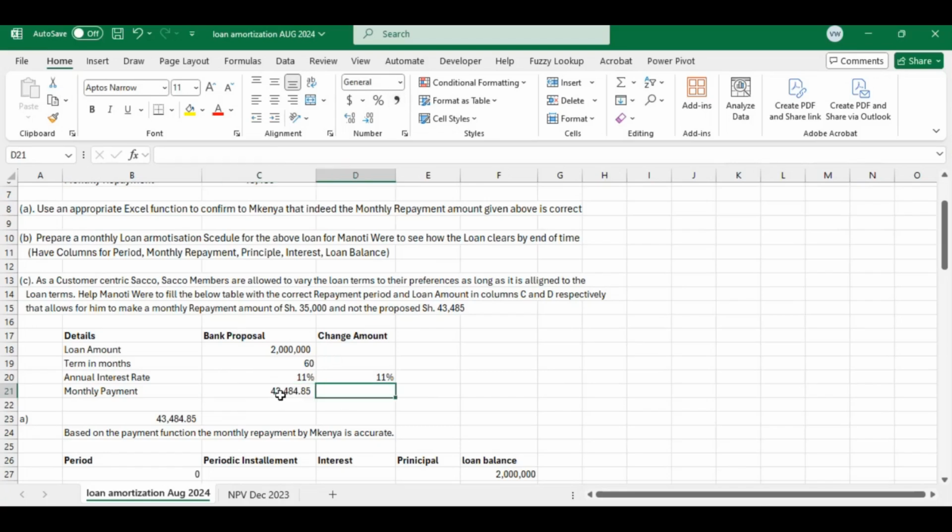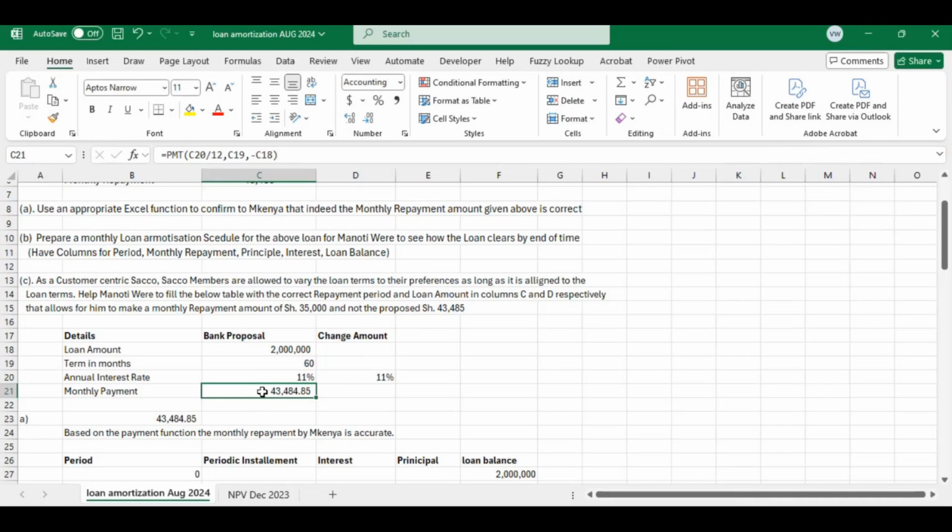So, but this person is not able to pay 43,484.85. He is only able to pay 35,000. So where we've done our computation using the formula, the goal is to make this monthly repayment 35,000 as opposed to 43,484.